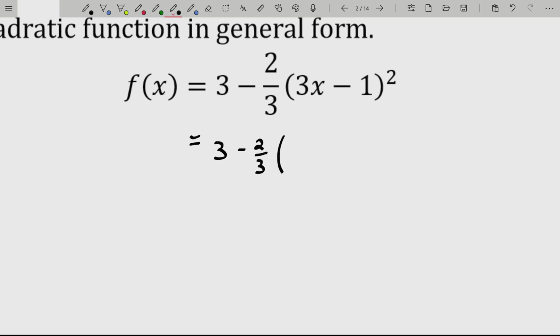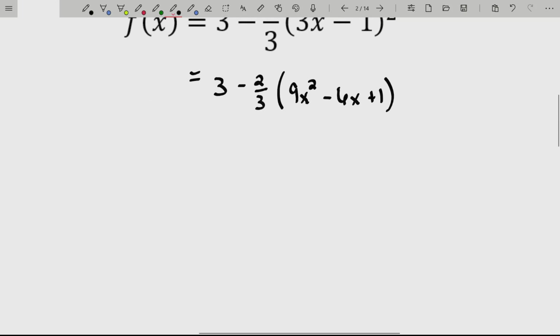Remember, it's a binomial squared. So that's going to be 9x squared minus 6x plus 1. Then you distribute the negative 2/3 through. Negative 2/3 times 9 is negative 6x squared. Negative 2/3 times a negative 6 is a positive 4x. Double check my mathematics here: 6 divided by 3 is 2, times 2 is 4. Yep, that's right. And finally, a negative 2/3.